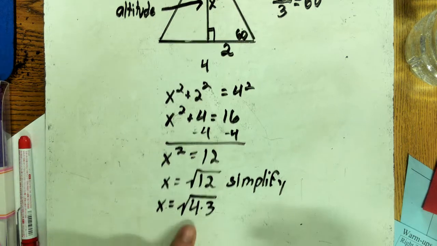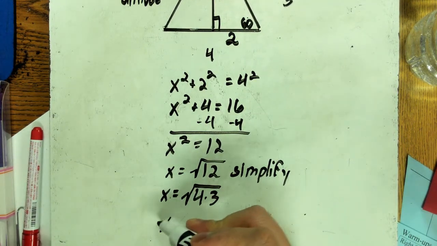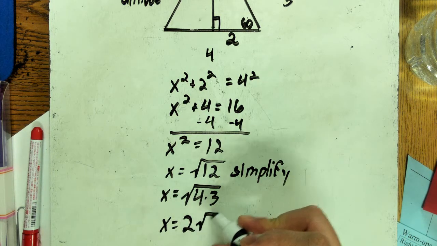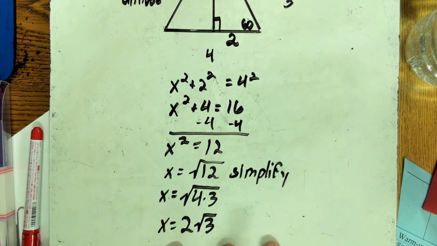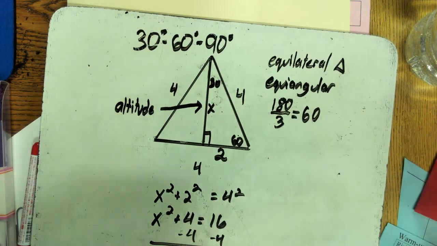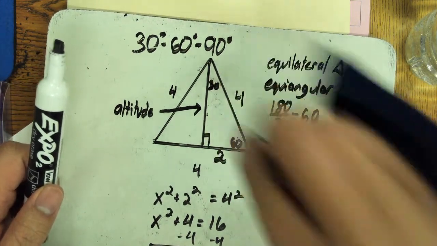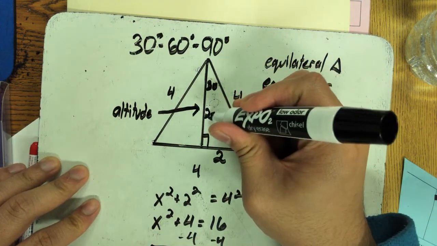And the reason we simplify is so we can take square roots out. We can take the square root of 4, which is 2. 3, we cannot take the square root of that. It stays inside the radical. So your altitude is 2 square root 3. Let's bring that up here. Now I'm going to replace this x with a 2 square root 3.